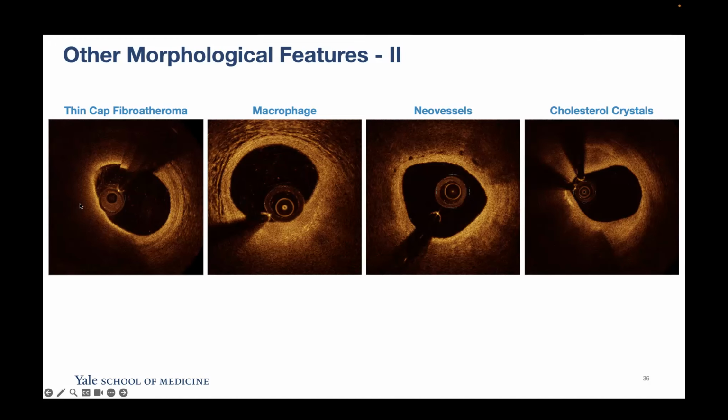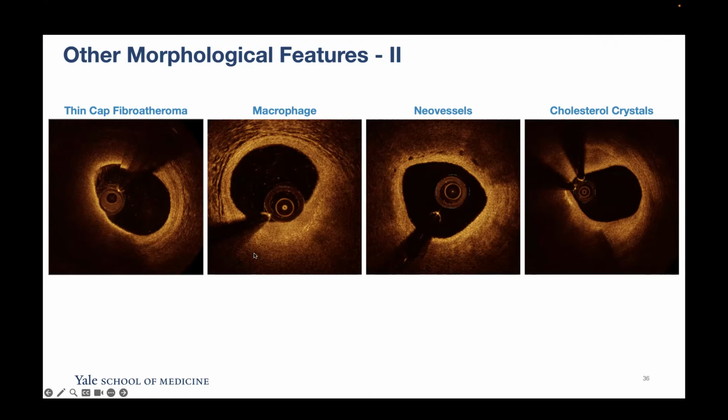And then we have that high attenuation, low backscattering, no penetration of light. Everything is diffused. So this is a lipid pool here occupying 180 degrees of the vessel. And this bright surface here is the fibrous cap that overlies the lipid pool. So you can just zoom in, measure the thickness, and in this case, it measured 45 micron. So this is a thin cap fibroatheroma, which is defined as a lipid pool with a cap thickness smaller than 65 micrometers.